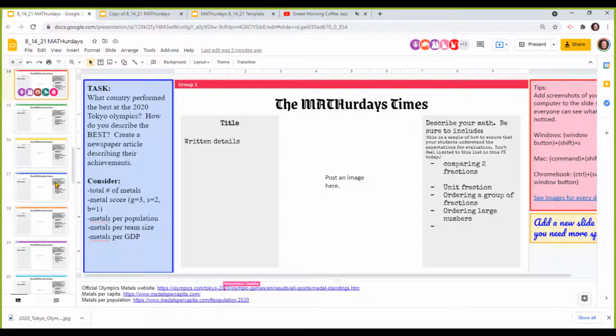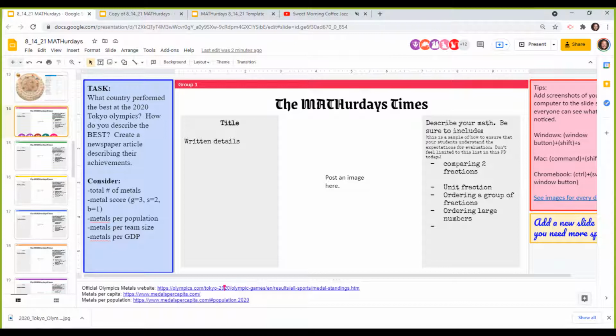But in the next 30 minutes, let's see the different news articles that you all can come up with. We're going to come back at 12:50. I'm going to go ahead and create those breakout rooms, very open-ended, and then just try to showcase the mathematics in whichever group you're in.